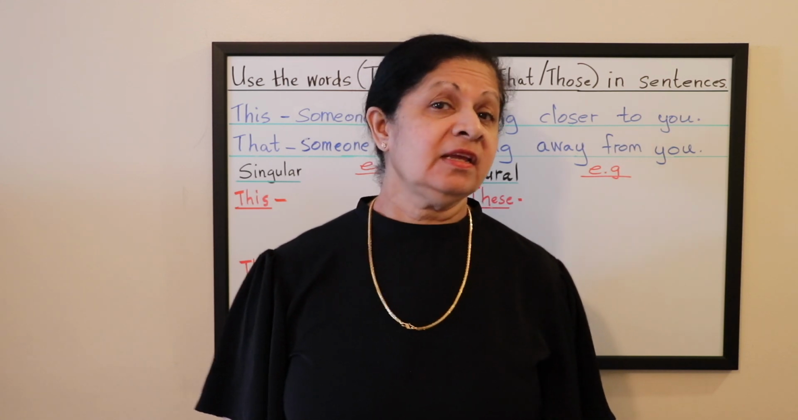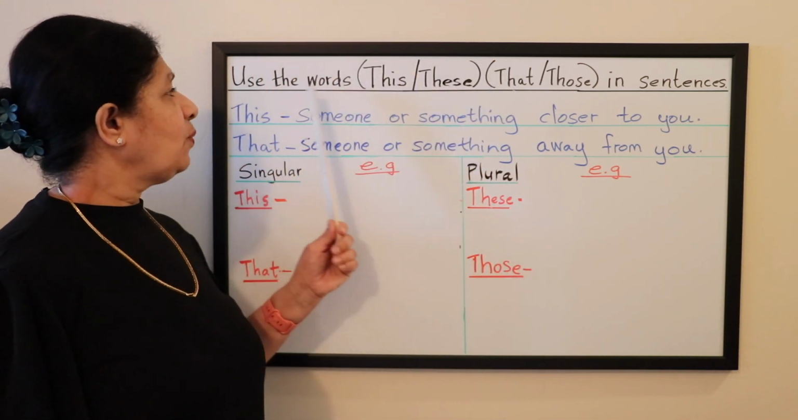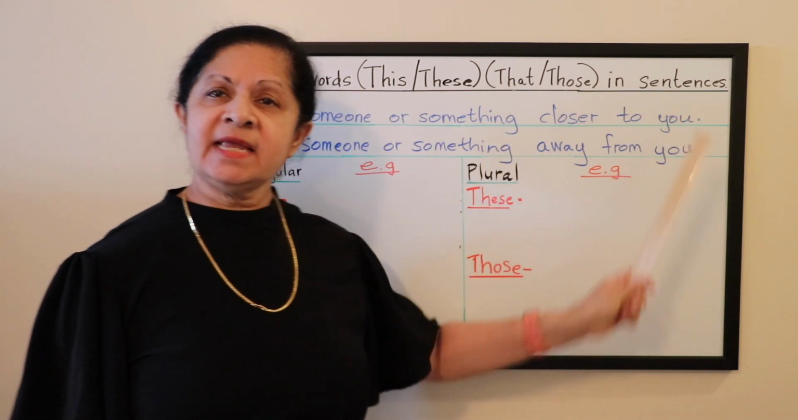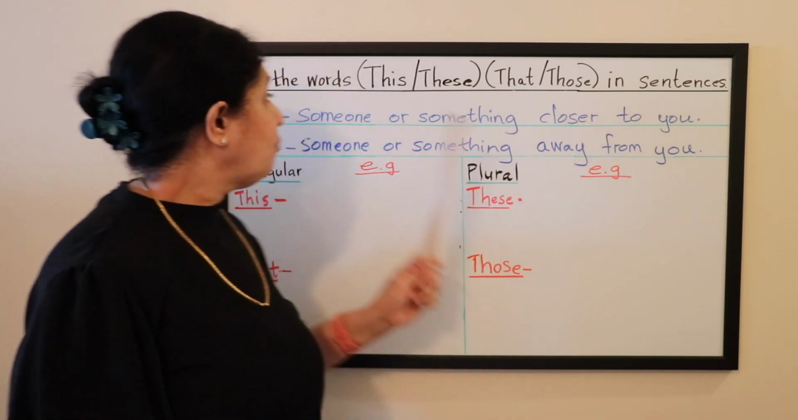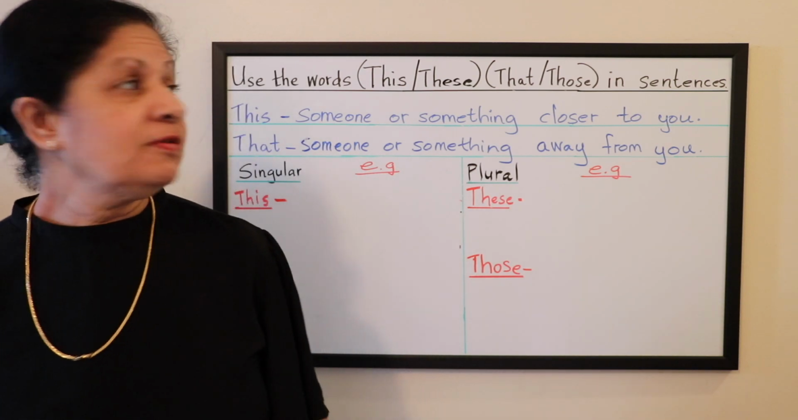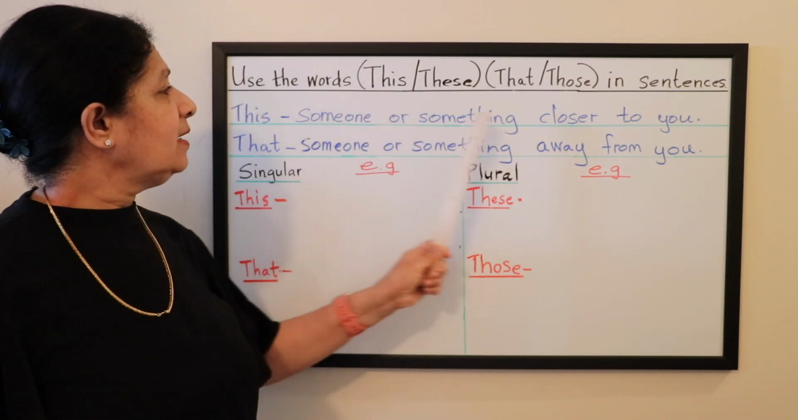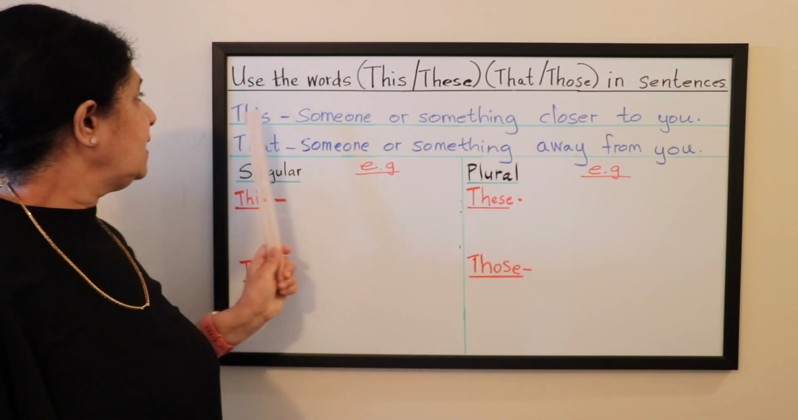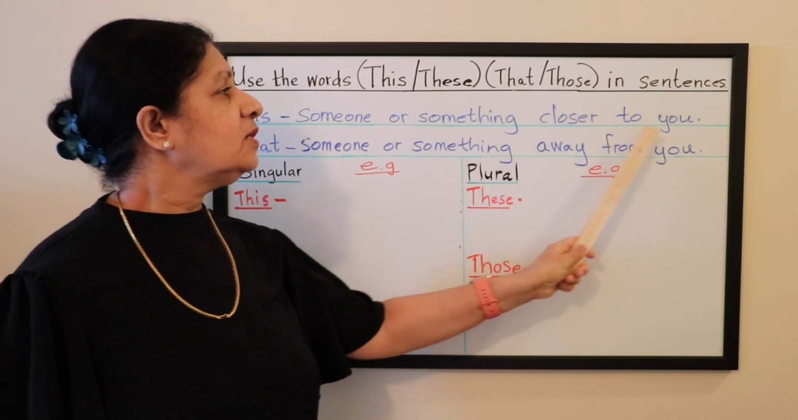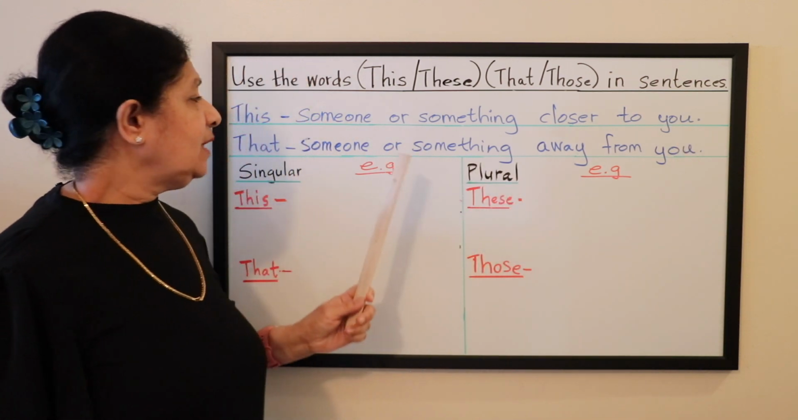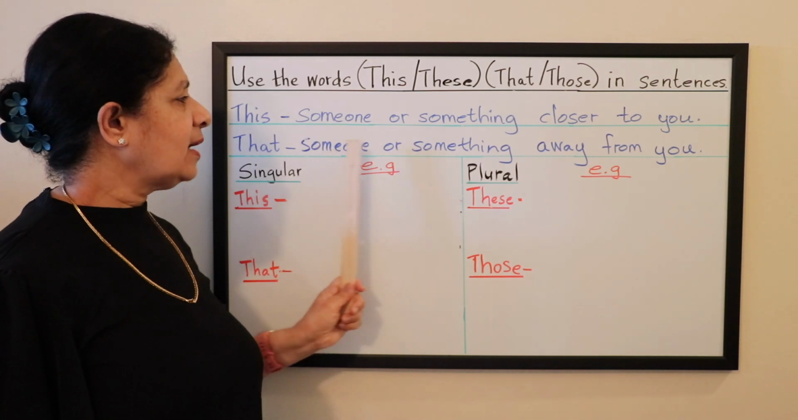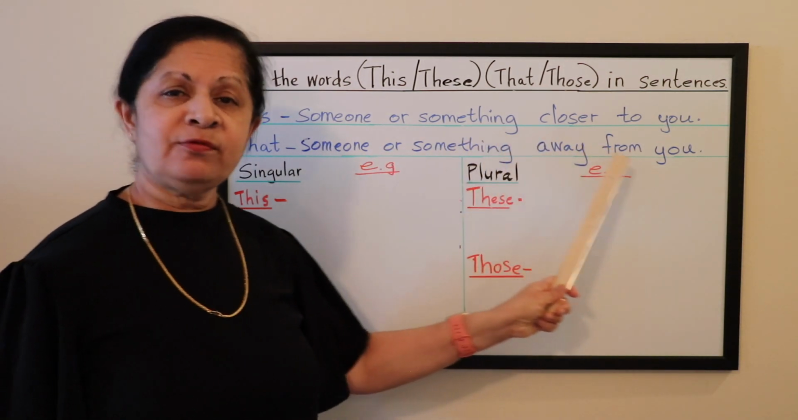Today we are learning to use the words this, these and that, those in sentences. What is the meaning of the word this? This we use for something or someone closer to you. When do we use the word that? The word that we use for someone or something away from you.